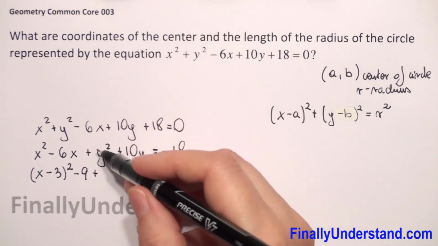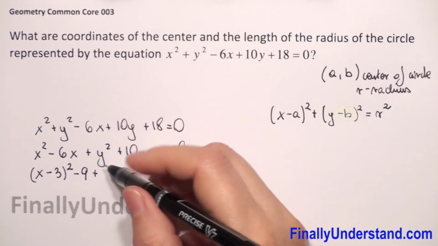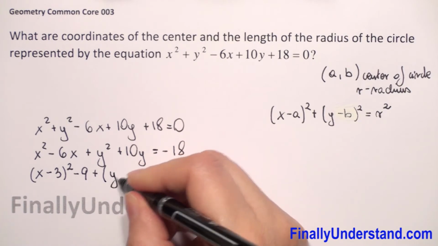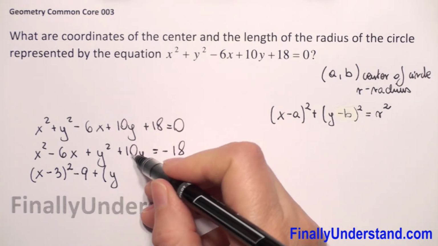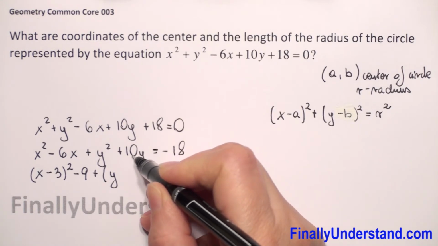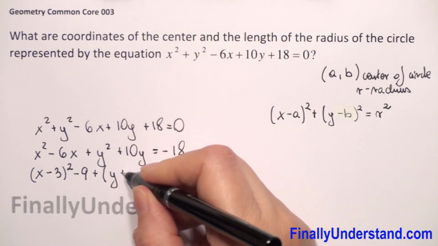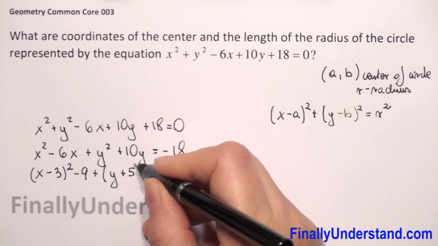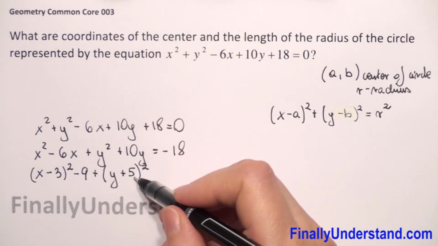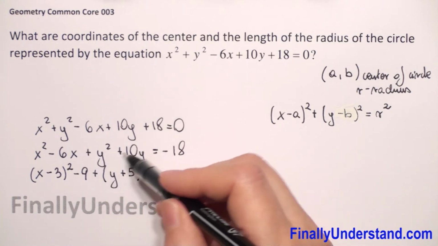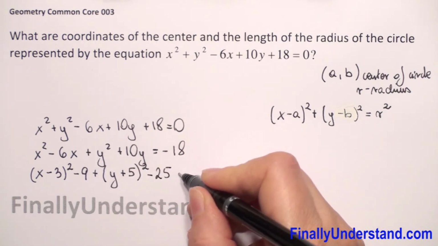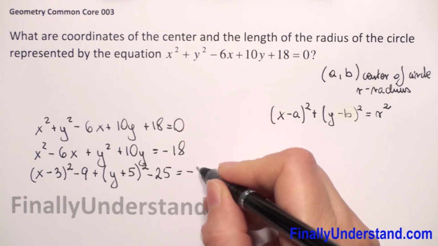Plus, and we do the same with the y expressions. We open parentheses, copy y, and take half of the coefficient before y. It's 10, so it will be 5 to the second power. Again, 5 to the second power is 25. We don't have 25 here, so we have to subtract this 25. This is equal to negative 18.